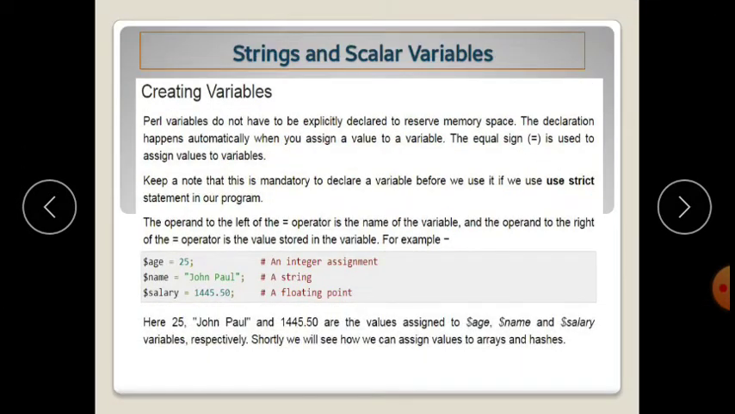Now, creating variables. Perl variables do not have to be explicitly declared to reserve memory space. The declaration happens automatically when you assign a value to a variable. The equal sign is used to assign values to variables. It is mandatory to declare a variable before we use it if we use the strict statement in our program. The operand to the left of the equal operator is the name of the variable, and the operand to the right of the equal operator is the value stored in the variable.